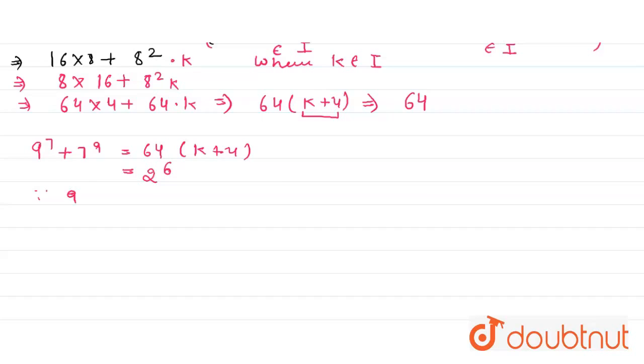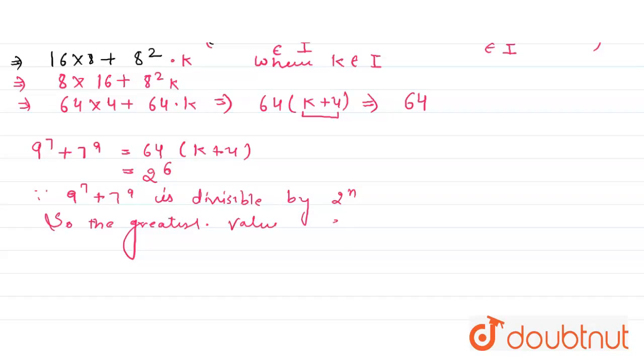Since 9 raised to the power 7 plus 7 raised to the power 9 is divisible by 2 raised to the power n, the greatest value of n is 6. Hence this is the answer. I hope the solution is clear to you. Thank you so much.